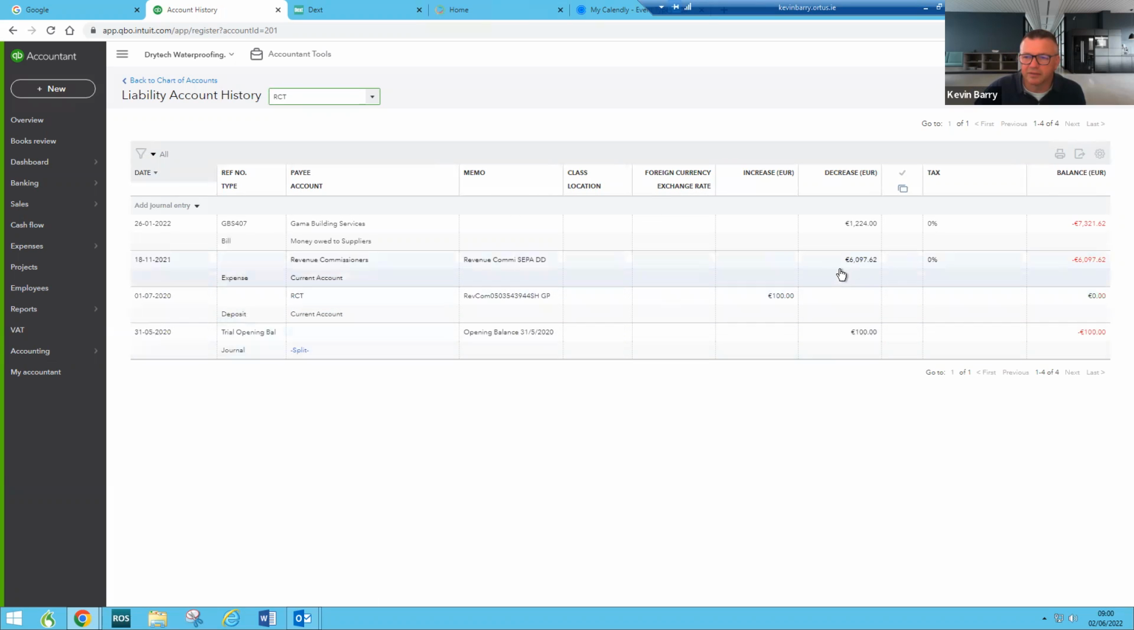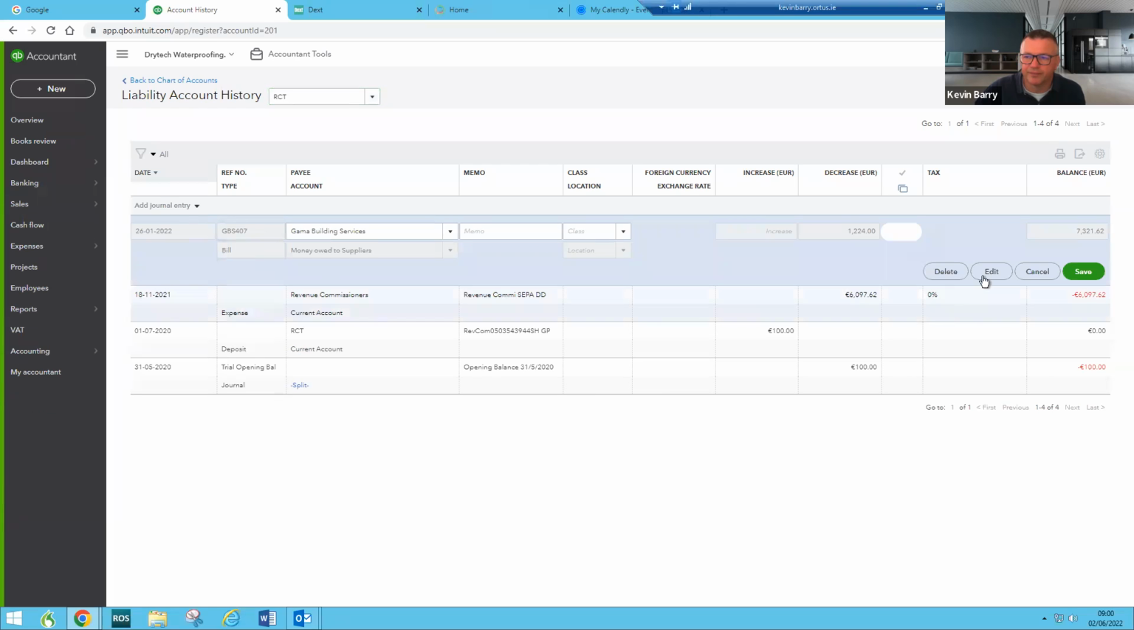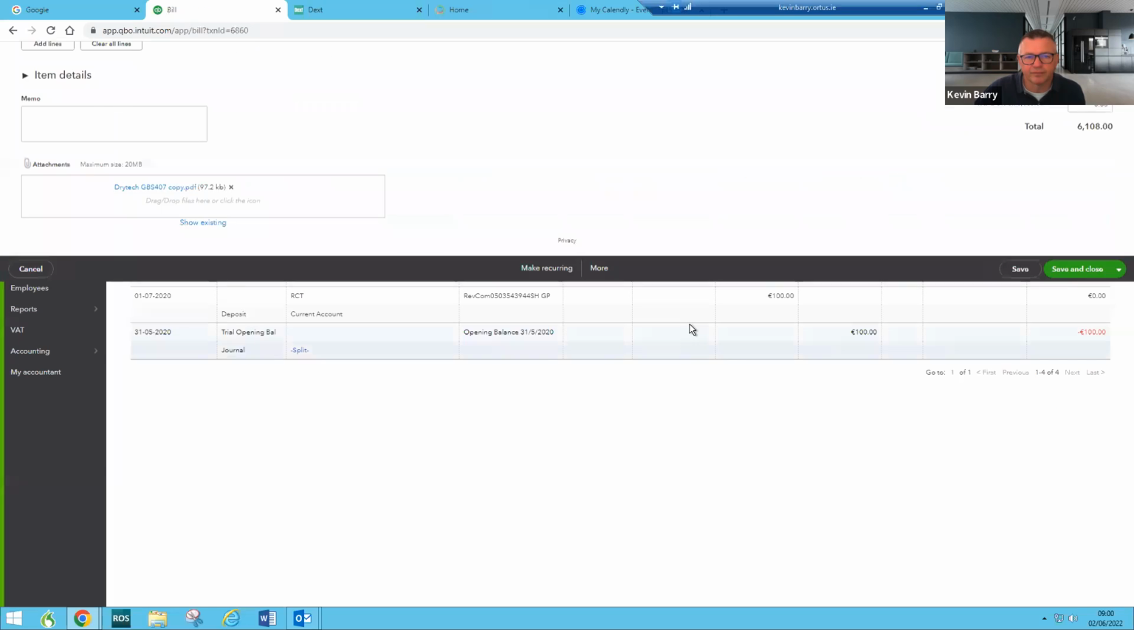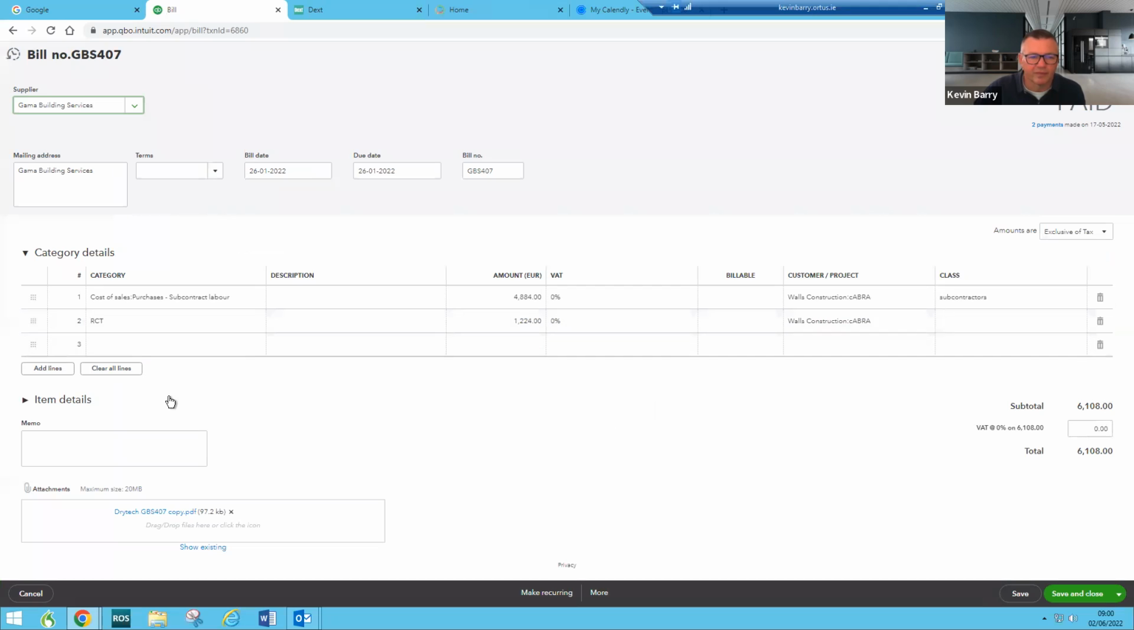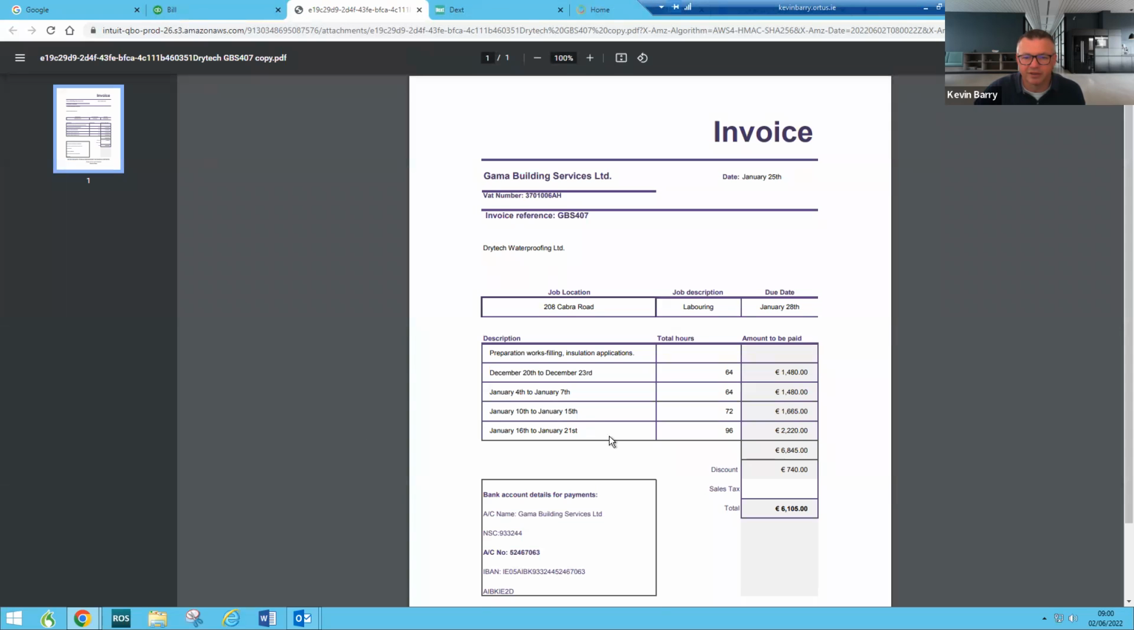Okay, so where is it? This Gamma one. Okay, so all of their bill is cost of sales. What this was doing was saying of the 6108, 4884 related to your business, and the other 1224 belong to the taxman. But that's not the case. All of this bill relates to cost of sales.